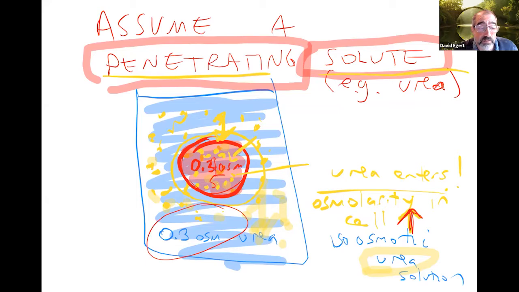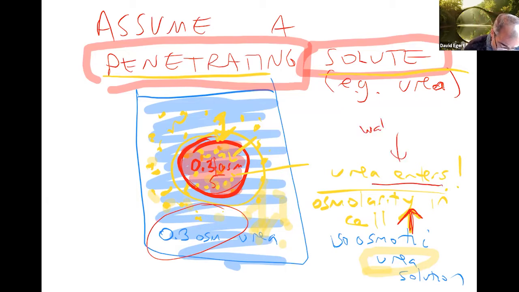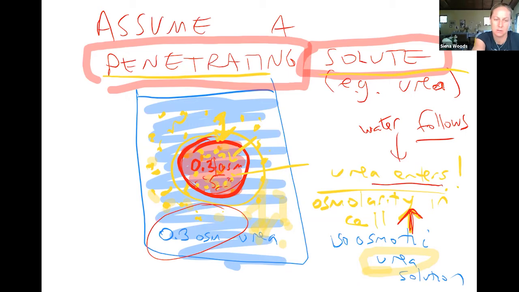What's water going to do now as the osmolarity in the cell starts going up? It'll want to go in, right? It goes to where it's more salty. So urea enters, the water follows. Because as the osmolarity is increasing in the cell, the water is going to come in by osmosis and dilute it. What's going to happen to the cell now? Hemolysis. It's going to start inflating and probably hemolyze.